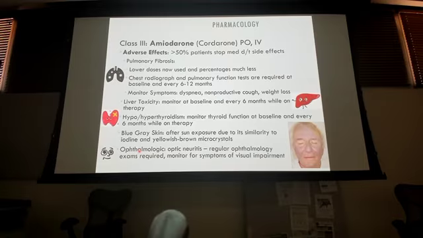Look at all of these side effects, right? Amiodarone has a lot of adverse reactions. When we're looking at them, you have pulmonary fibrosis, you have hepatotoxicity, you have hyperthyroidism or hypothyroidism, so I just think about monitoring their thyroid altogether, and then your ophthalmic issues, and looking at the cosmetic thing that can happen.